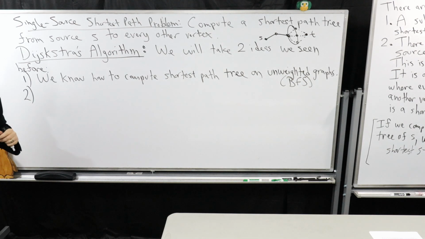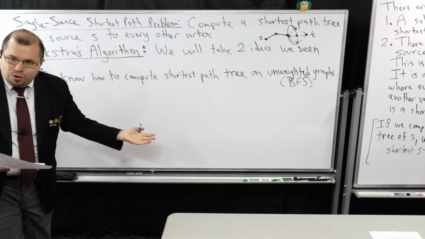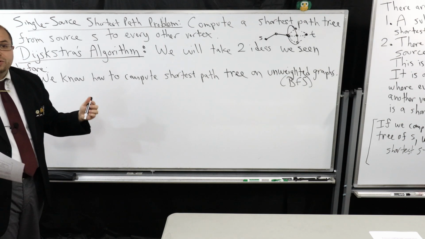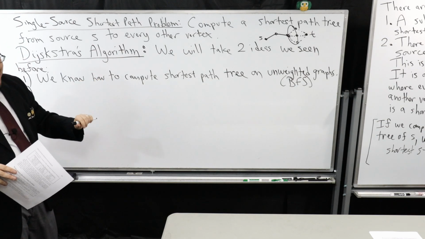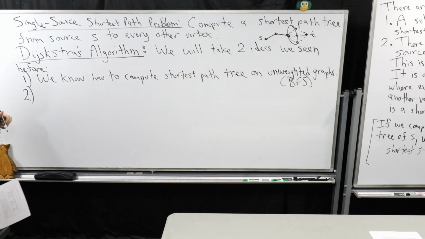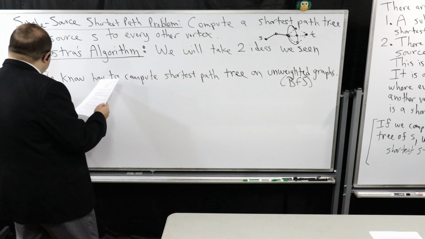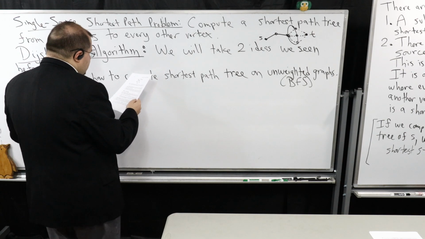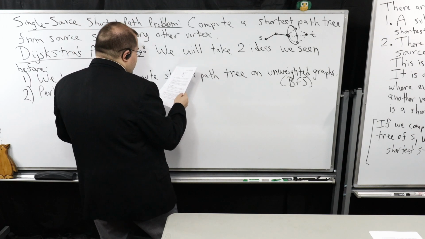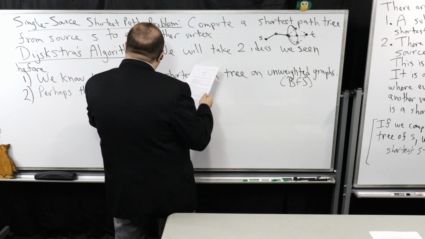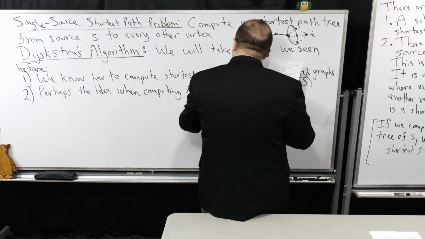I'm going to give us a mechanism to do this. Hopefully I'll elaborate the difference between just picking any old least weight edge and the one that's going to get us to the next closest vertex. It's just the order in which I pick the vertices that's really going to make the big difference here. The other idea is that perhaps the idea when computing MSTs generalizes.